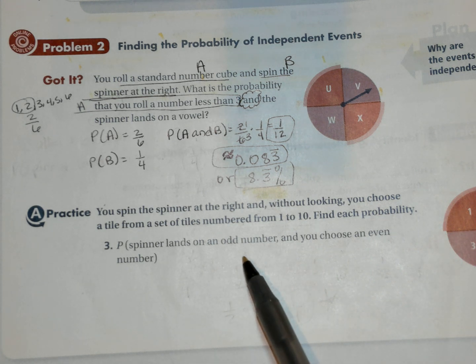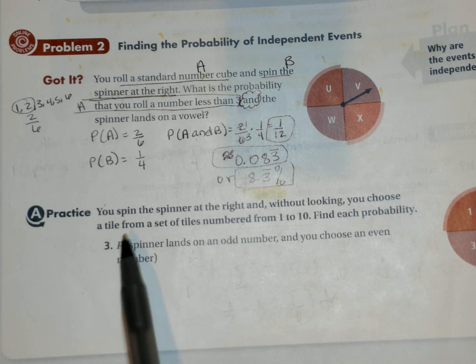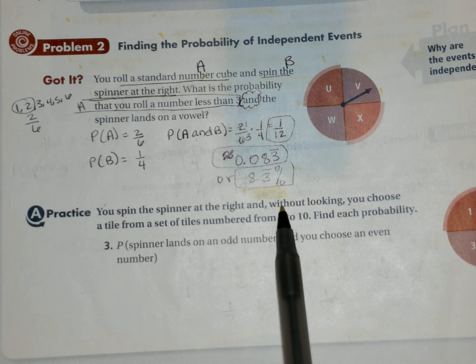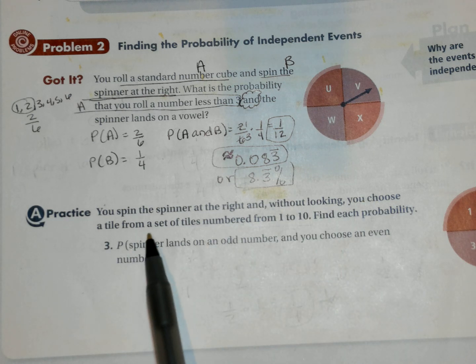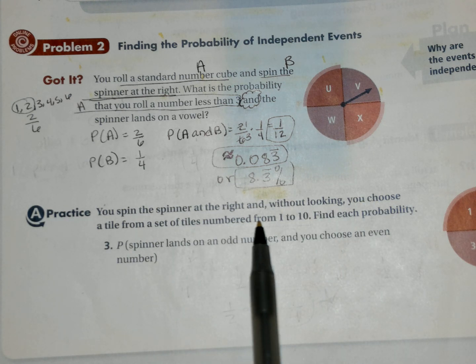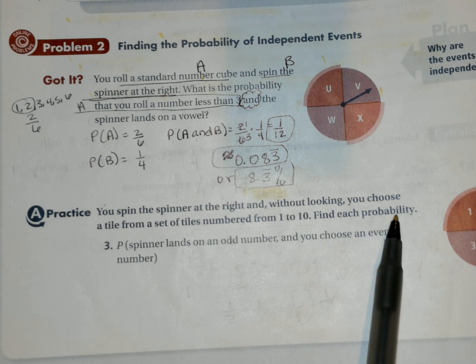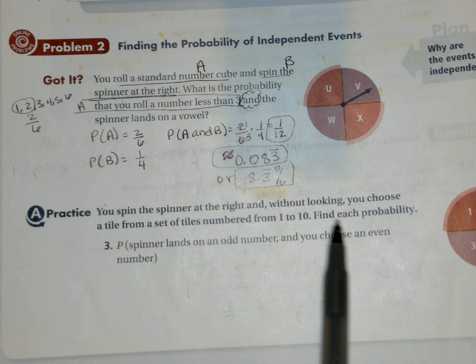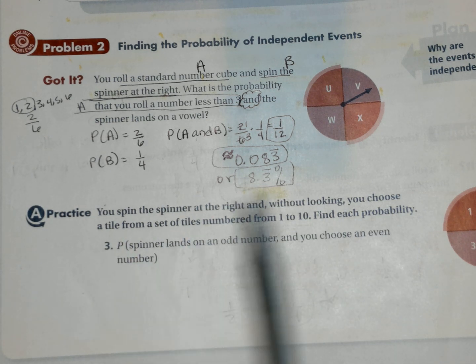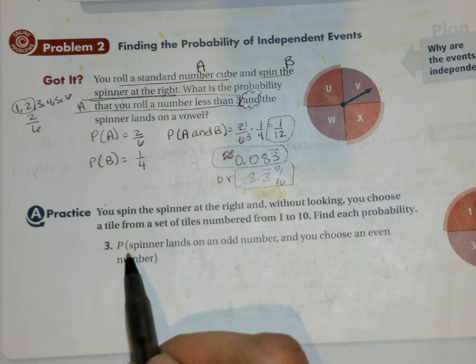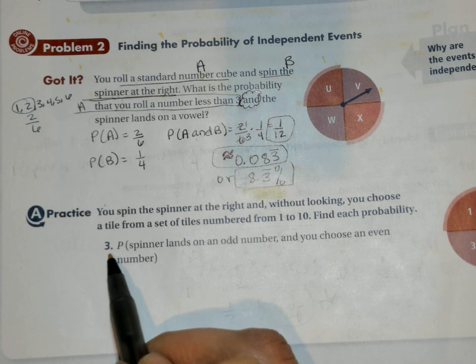All right, we'll do one more. We'll do this one. So you spin the spinner at the right, and without looking, you choose a tile from a set of tiles numbered from 1 to 10. Find each probability. It says each probability because there's a number 3 here and there's a 4 on the next page. So just find the probability of what it says here for number 3.